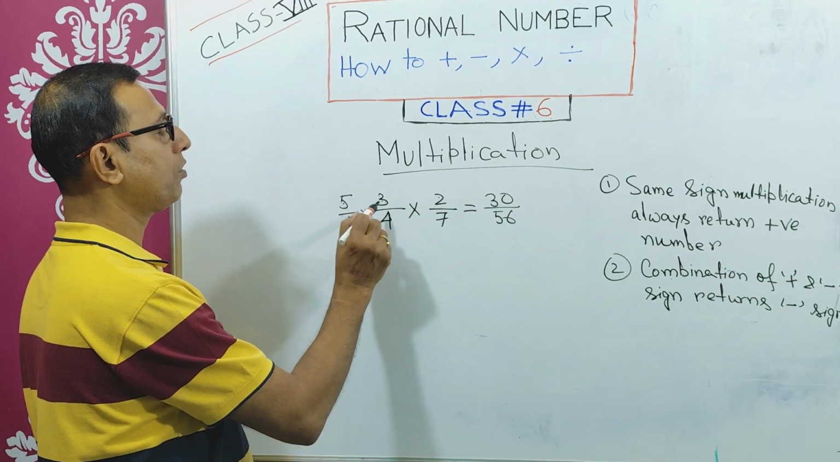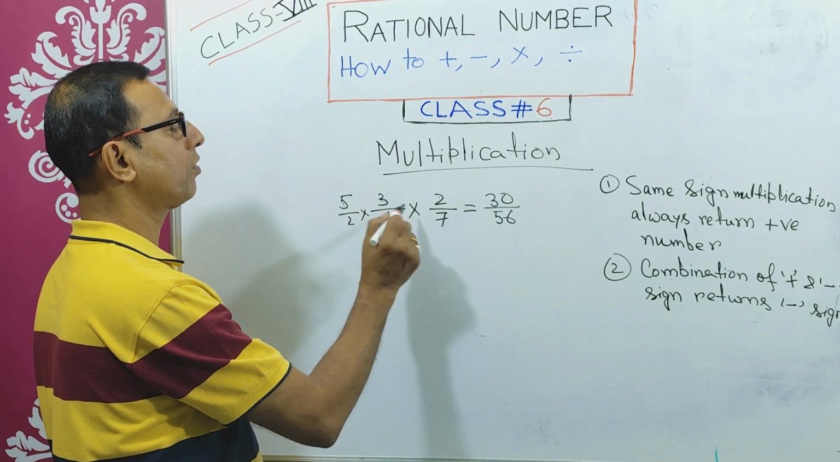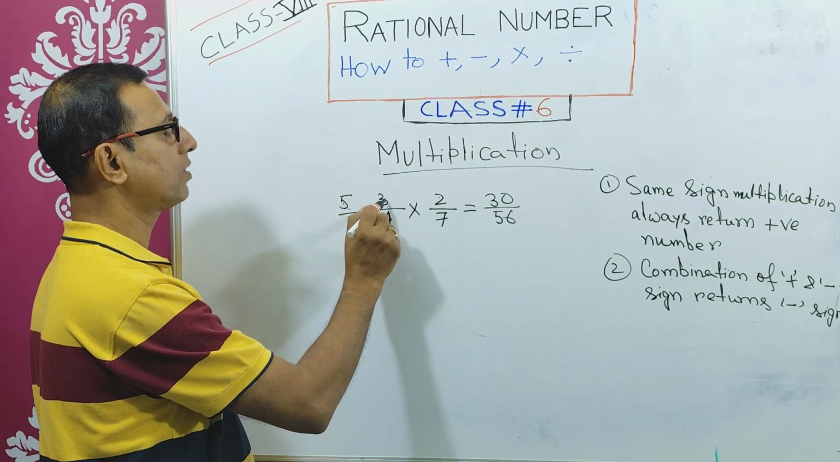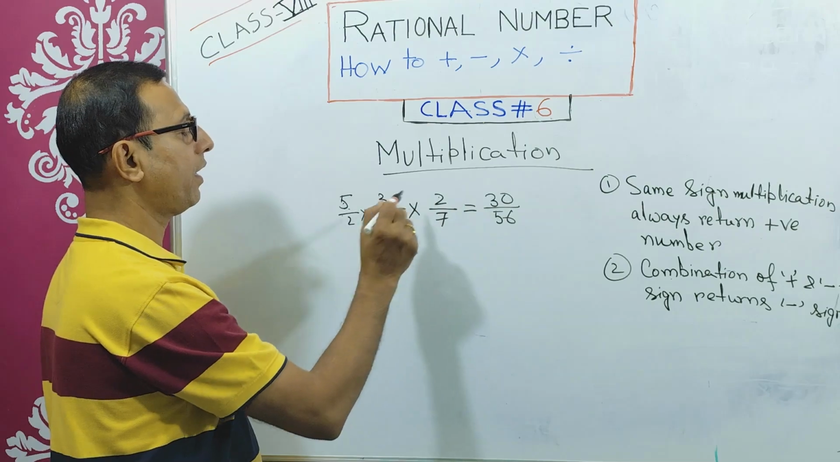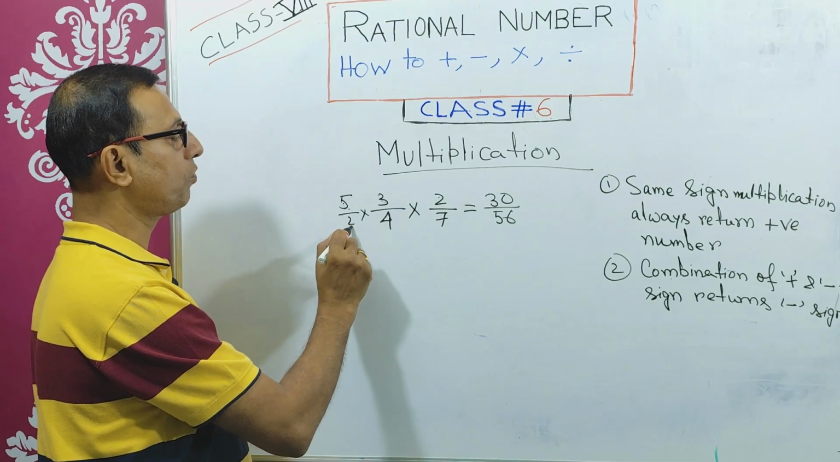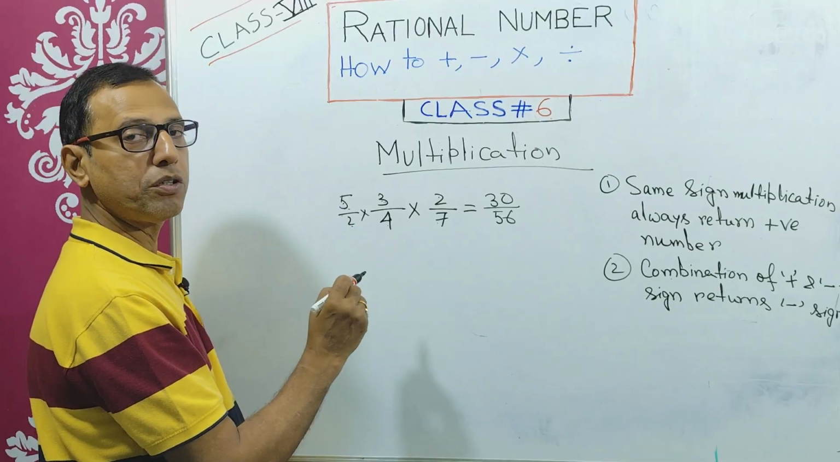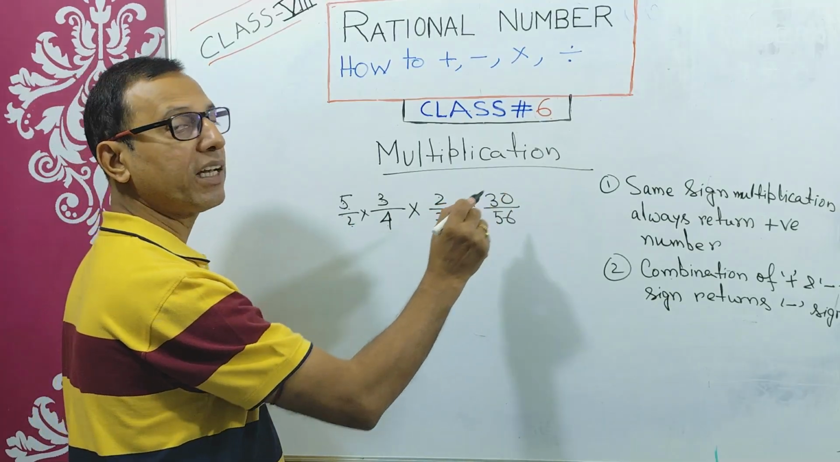So 5 by 2 into 3 by 4 into 2 by 7 equals, you need to multiply all the numerators. 5 3s are 15, 15 2s are 30, and in the denominator part also the same: 2 4s are 8, 8 7s are 56. But always you need to make the standard form.